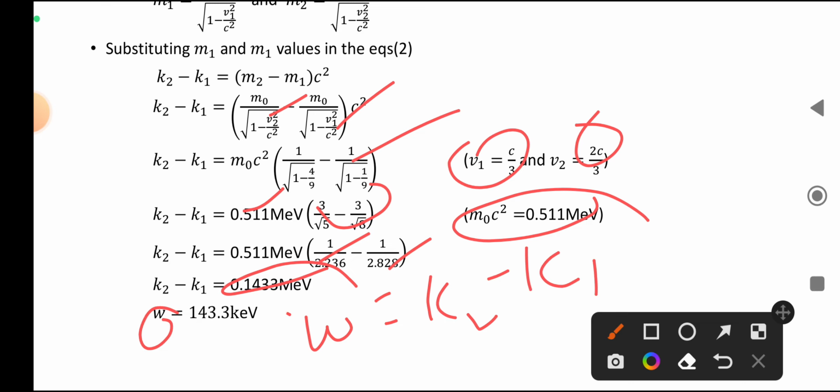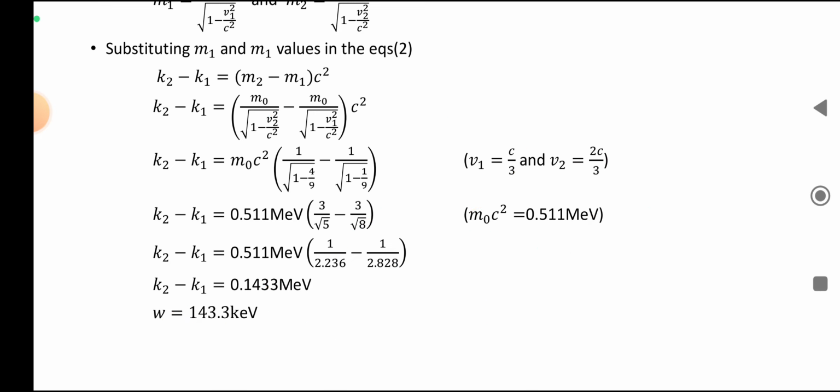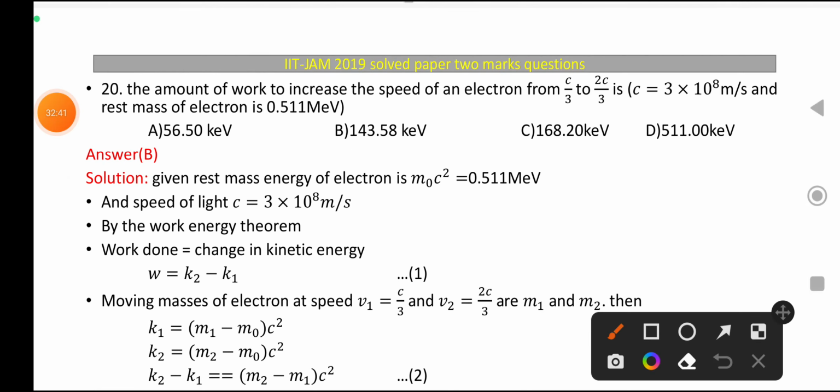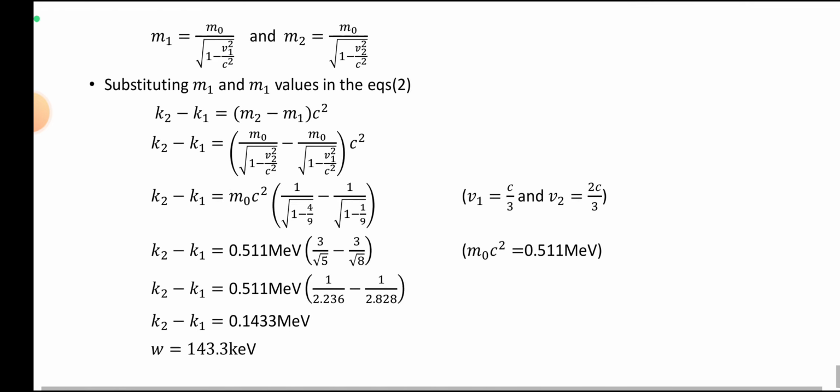K2 minus K1, so it is 143.3 kilovolts. So the answer is 143.3 kilovolts. It is 143.3.